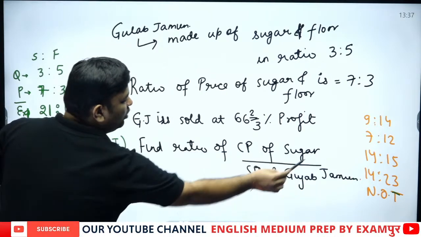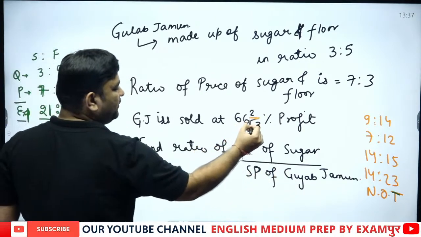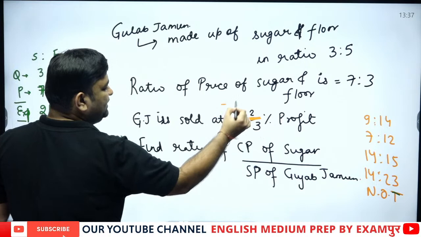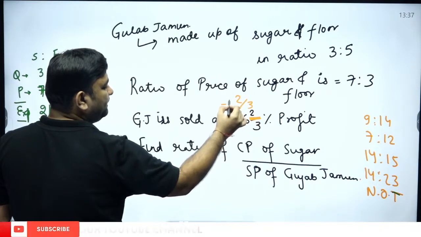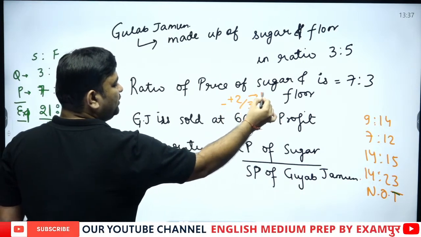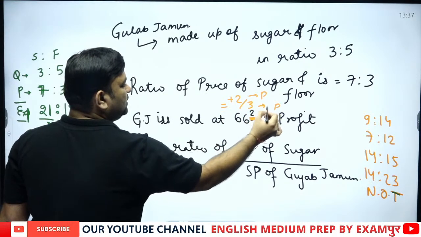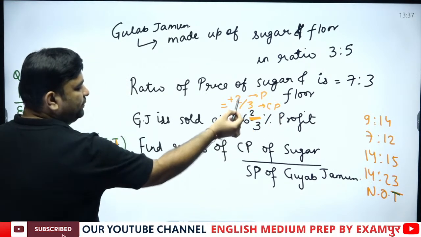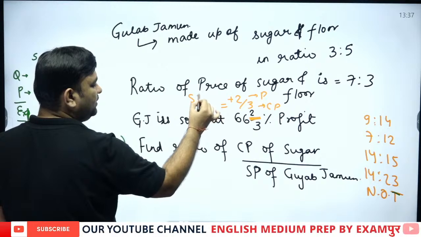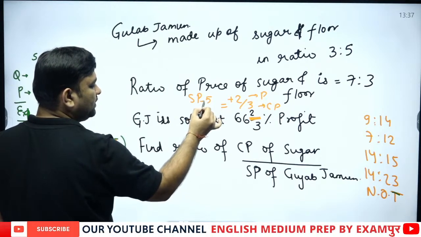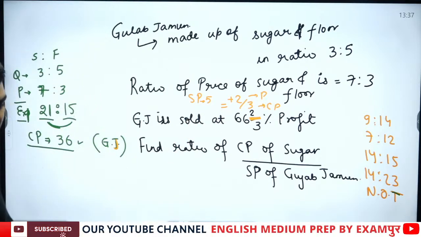It is being sold at 16 2/3% profit. 16 2/3 is 2 profit over 3. So if CP is 3, profit is 2, then SP is 5. So what is going to be the selling price of the gulab jamun?